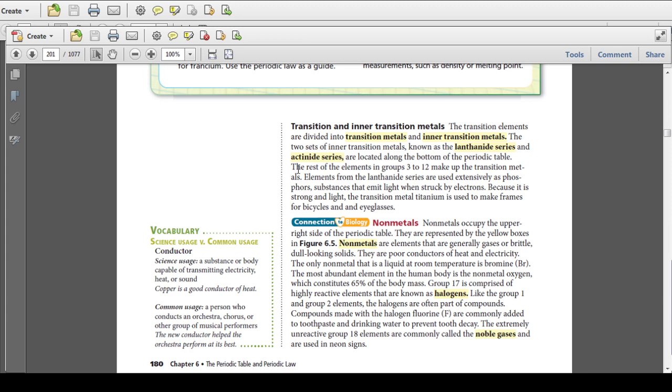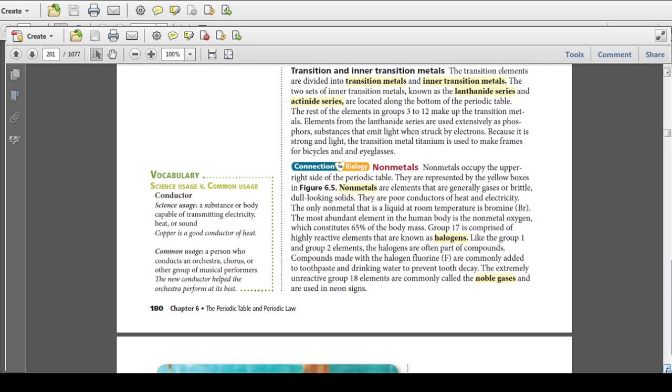Now, the rest of the elements in groups 3 to 12 make up the transition metals. Elements from the lanthanide series are used extensively as phosphors, substances that emit light when struck by electrons. Because it is strong and light, the transition metal titanium is used to make frames for bicycles and eyeglasses.